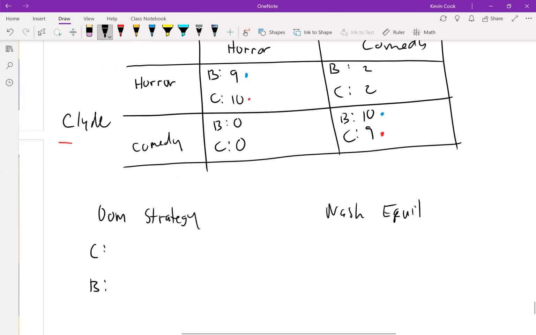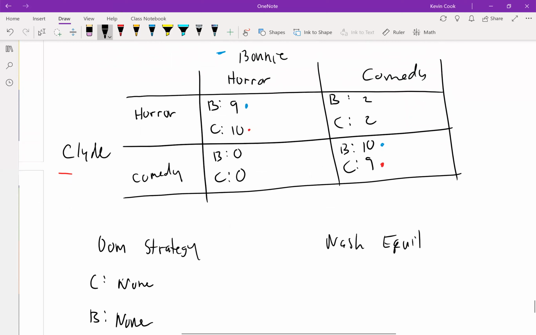So if we look for a dominant strategy, again, we'll see there are no dominant strategies, because they switch their move depending on what the other person does. However, if we look for a Nash equilibrium, let's say we start out in this spot with a comedy and a horror.